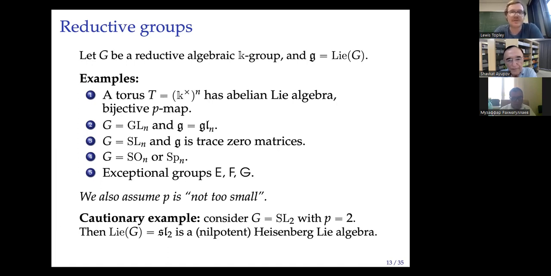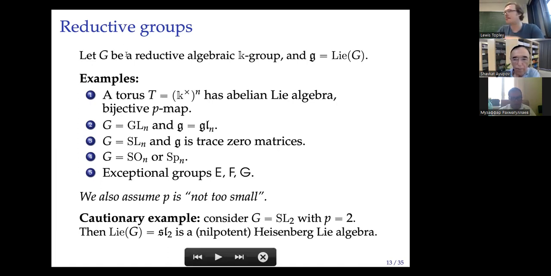And we're going to assume that p is not too small. And I won't say precisely what that means, but I'll just illustrate why it's necessary with a cautionary example, which is SL2 in positive characteristic 2. So here, for SL2, it follows directly from the relations that you have a central element h, and so your Lie algebra is a nilpotent Heisenberg. So we want to avoid those kinds of things.